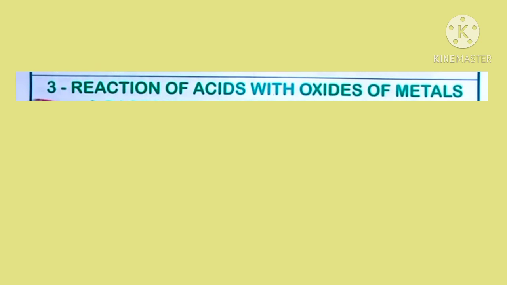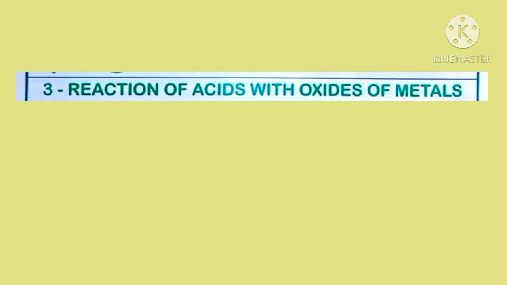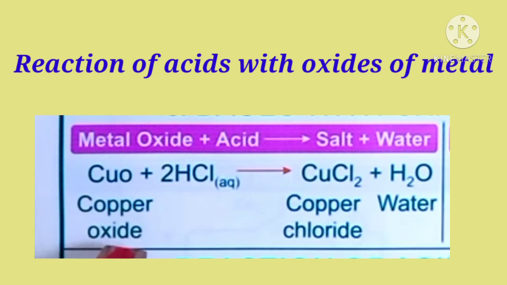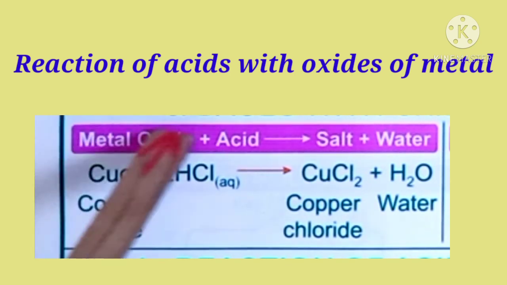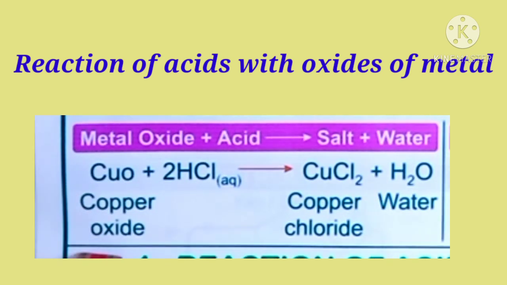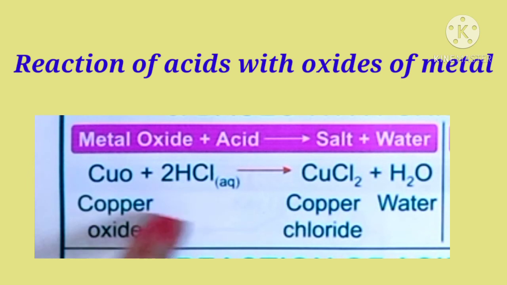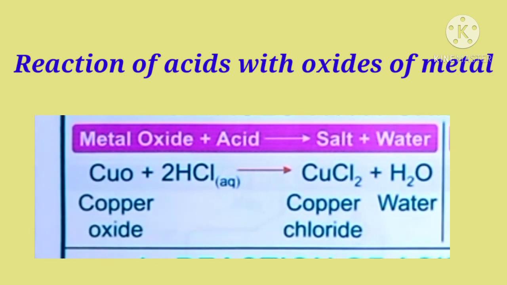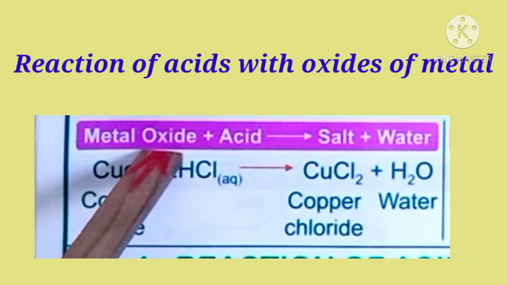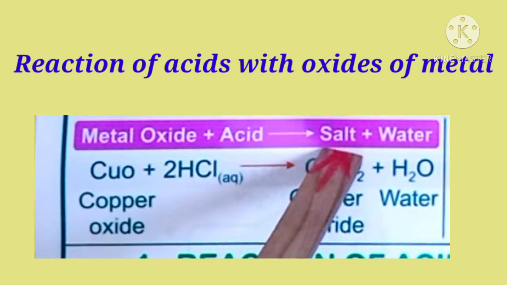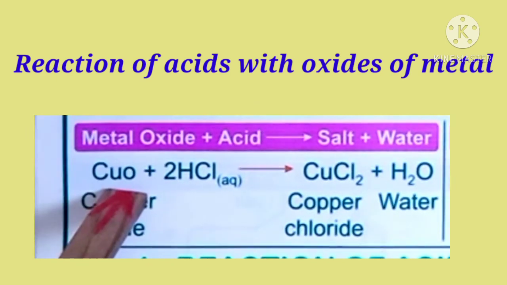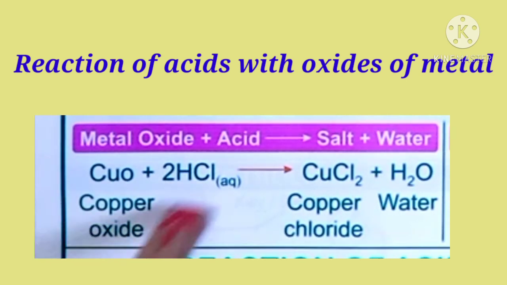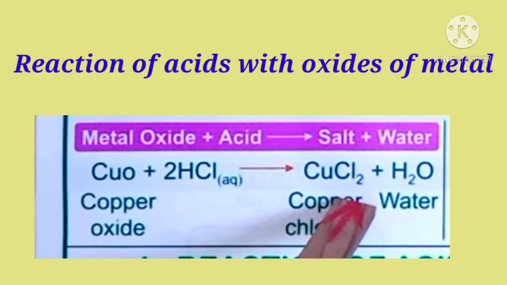Now the next reaction of acid is the reaction of acid with oxides of metal. Recall from your lower class, the oxides of metal are basic in nature. So here also it is somewhat a type of neutralization reaction. We are going to take copper oxide. Metal oxide plus acid is going to form salt and water. For example, copper oxide CuO plus 2HCl, hydrochloric acid, combine to form copper chloride CuCl2 plus H2O.